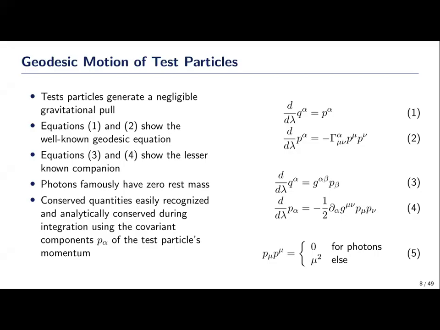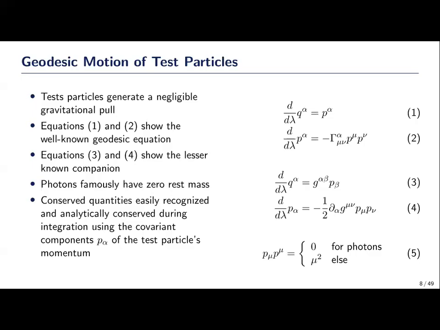We all know this from our textbooks, but what you maybe don't know yet is this formulation of the geodesic equation here in equations 3 and 4, which is the lesser known companion of the geodesic equation. You derive this from the Hamiltonian equations. And it has a few very nice properties. The conservation laws are trivially apparent, depending on your choice of coordinates, of course.